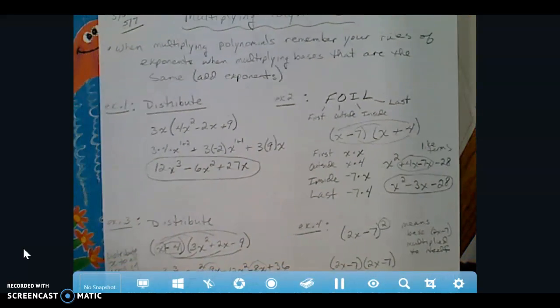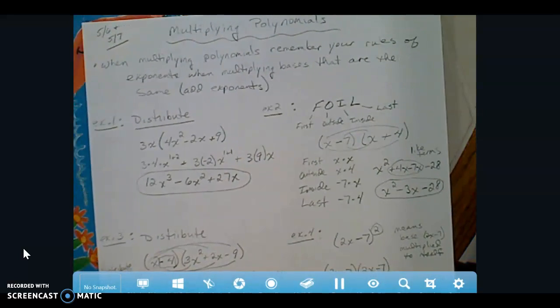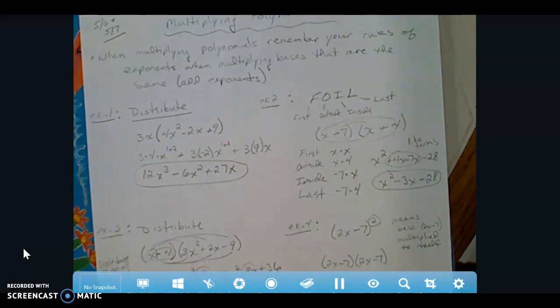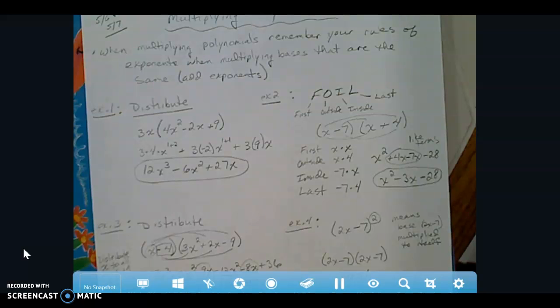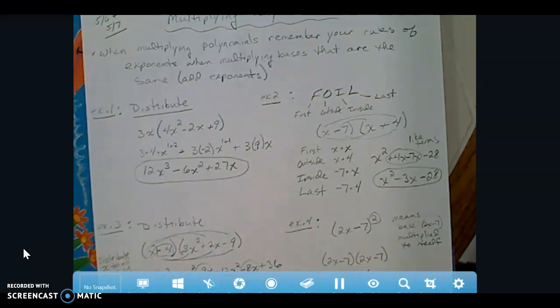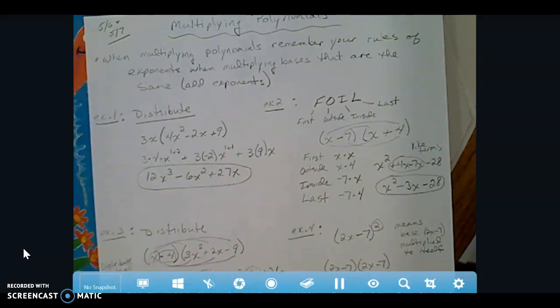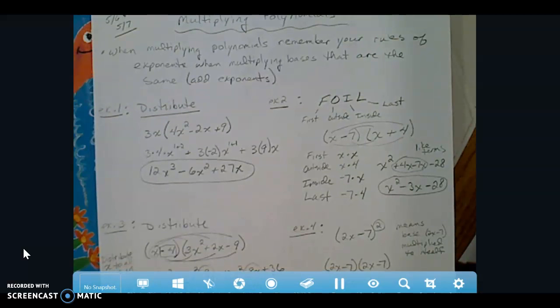So multiplying polynomials, this you'll be doing in the next worksheet. But when you're multiplying polynomials, remember your rules of exponents, because what you're going to do is multiply the coefficients. They don't have to be like terms to multiply. You're going to multiply coefficients, and then to multiply bases that are the same, remember you add exponents. That's what you did last week.